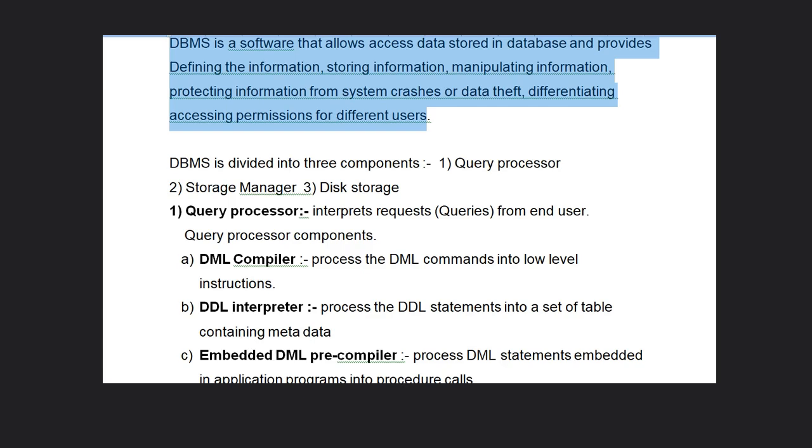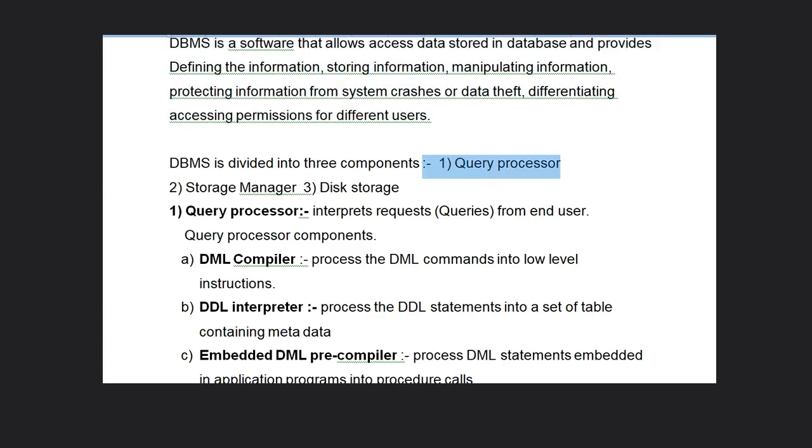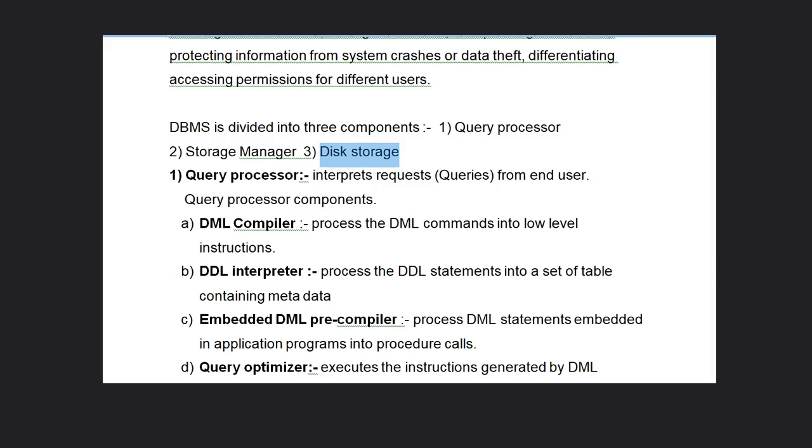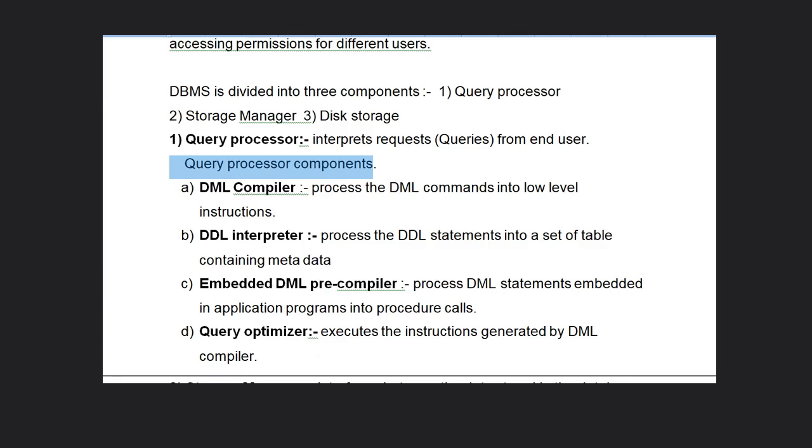Next, a database management system has three components: query processor, storage manager, and disk storage. The query processor interprets the requests, that is, queries from end users, which are accepted by using application programming interfaces or application programming screens. The query processor has the following components.